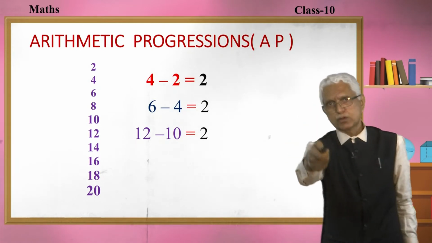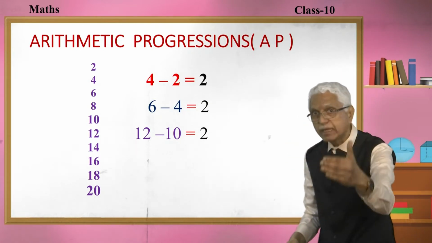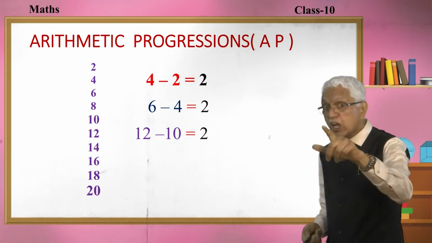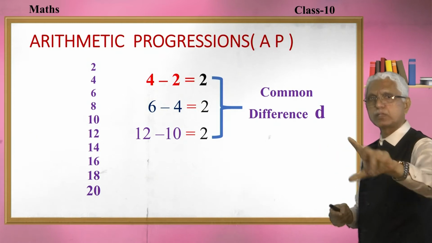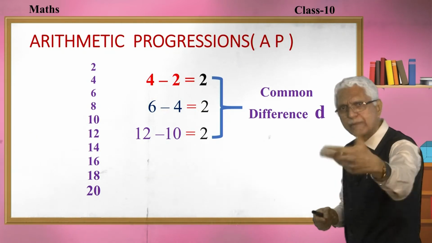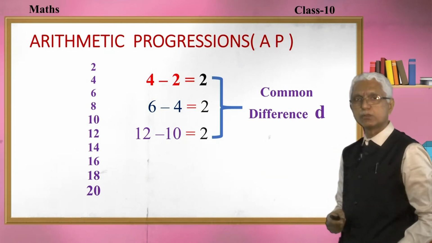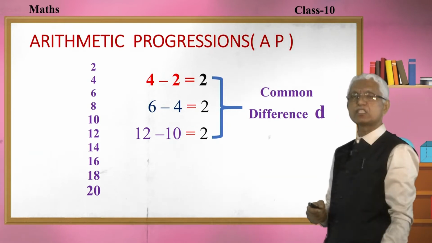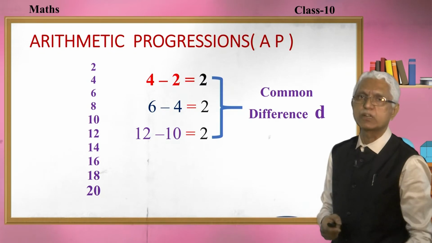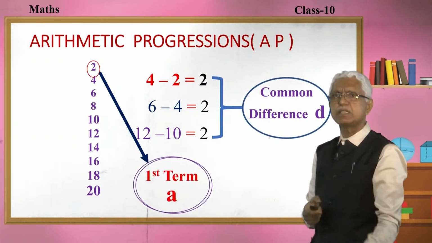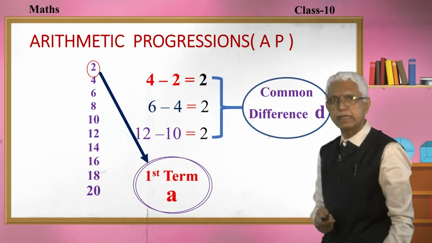See, I have written 2, 4, 6, 8, etc. It is an arithmetic progression, correct? Because they have a common difference. Check here, 4 minus 2 is 2, 6 minus 4 is 2, 8 minus 6 is 2, 12 minus 10 is 2, 18 minus 16 is 2. So, the common difference is observed throughout the series, right? Hence, it is an arithmetic progression. What is the common difference? Common difference is d, and it is denoted by the symbol d.